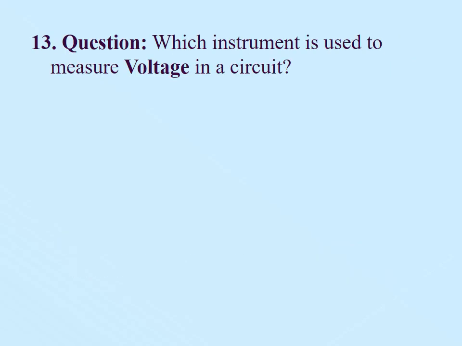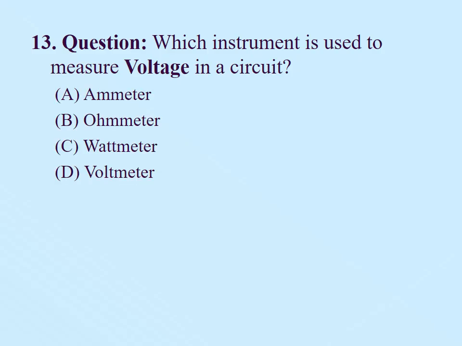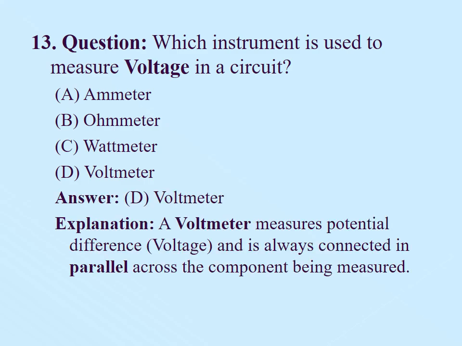Question number 13. Which instrument is used to measure voltage in a circuit? A. Ammeter, B. Ohmmeter, C. Wattmeter, D. Voltmeter. Answer is D. Voltmeter. A voltmeter measures potential difference, voltage, and is always connected in parallel across the components being measured.